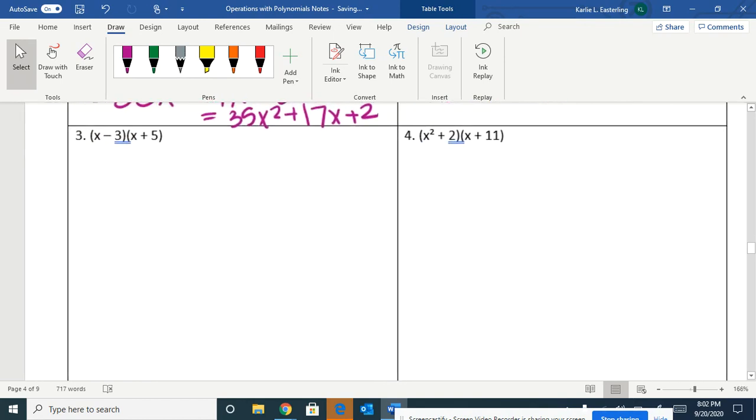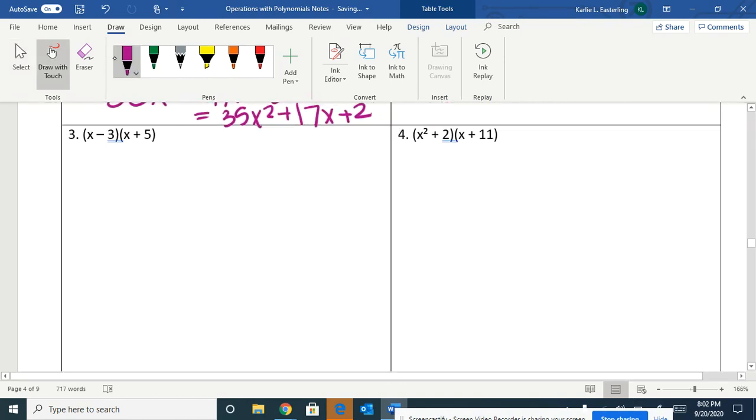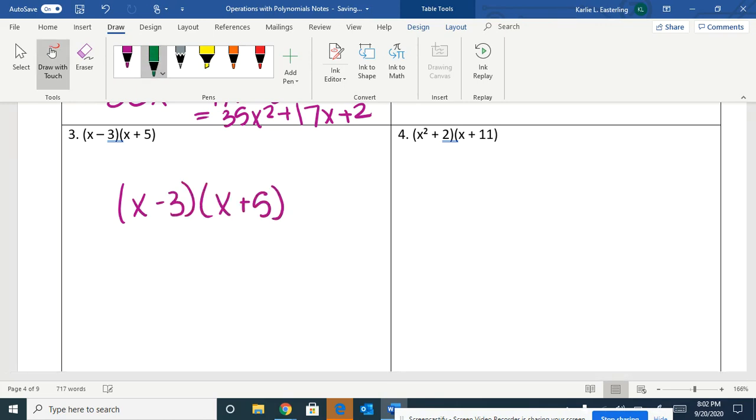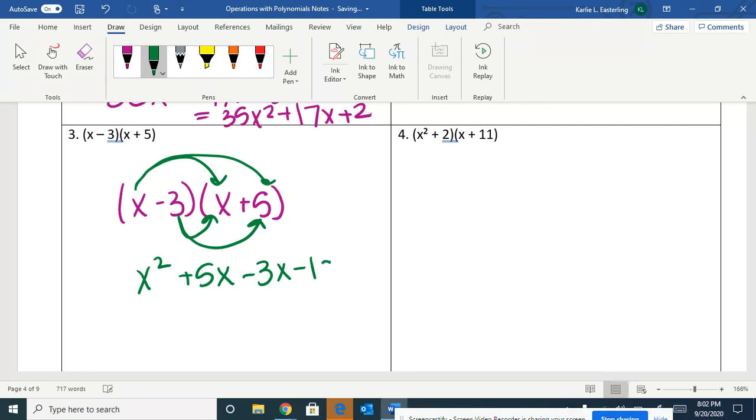All right, so if we were then to FOIL number 3, which I'm going to copy down here so that y'all can see it a little bit better. We would do first times first, which gives us x squared. Our outer terms, x times positive 5, so positive 5x. Then the inner terms, negative 3x. And then our last terms give us negative 15. Then we make that last step of combining like terms, and we are looking at x squared plus 2x minus 15. I got that plus 2x from that 5x and that negative 3x.